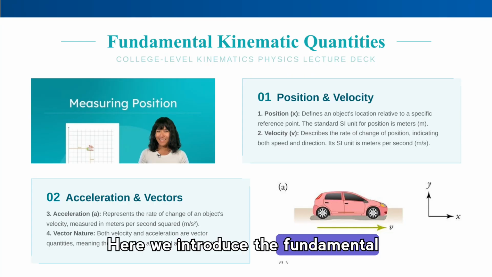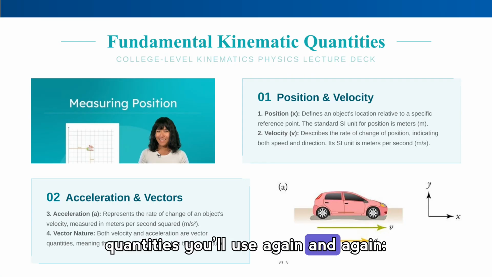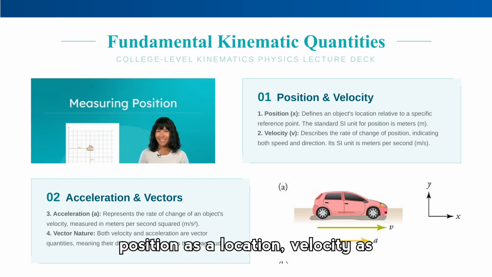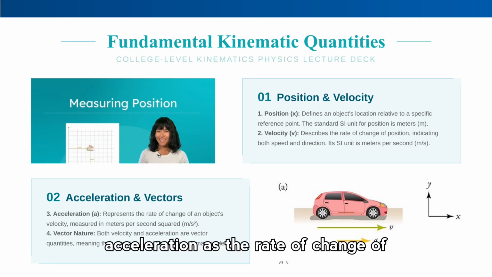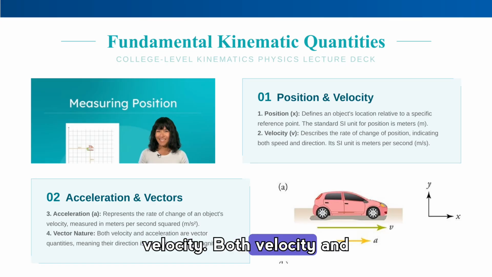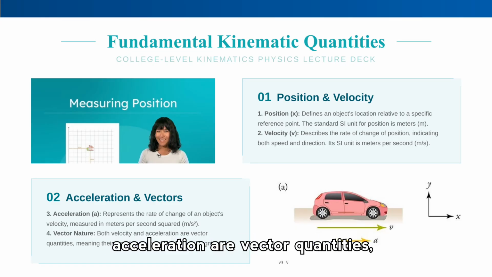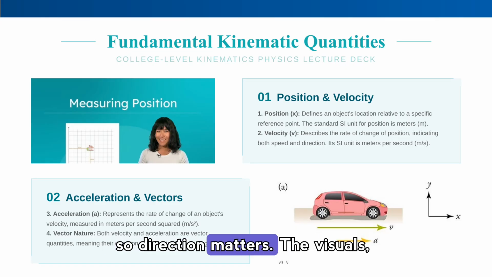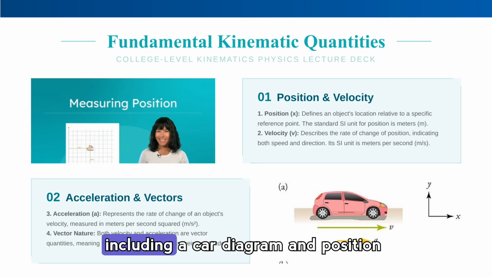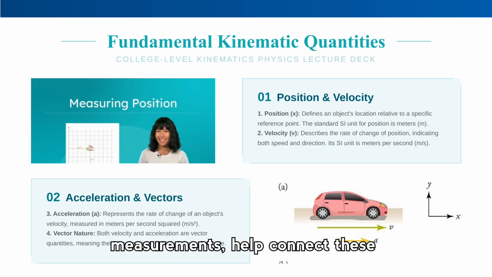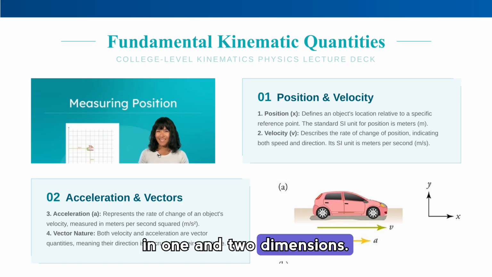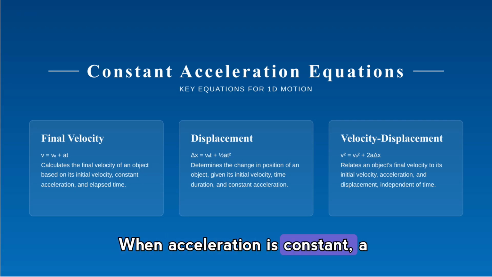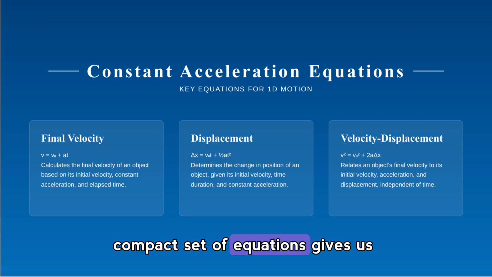Here we introduce the fundamental quantities you'll use again and again: position as a location, velocity as the rate of change of position, and acceleration as the rate of change of velocity. Both velocity and acceleration are vector quantities, so direction matters. The visuals, including a car diagram and position measurements, help connect these abstract ideas to measurable motion in 1 and 2 dimensions.